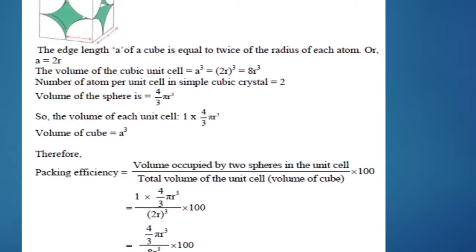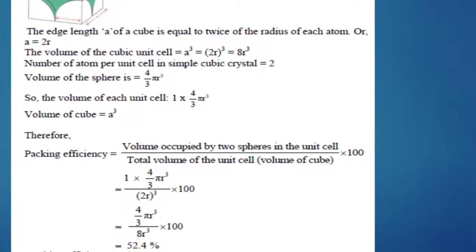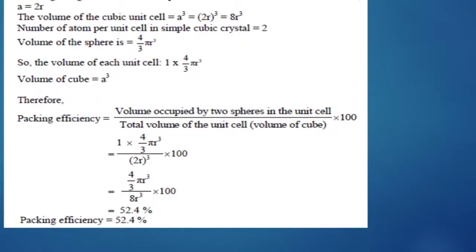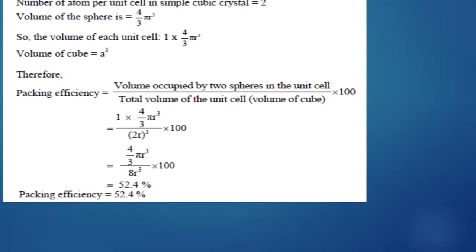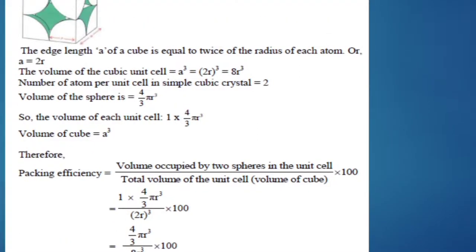Therefore, packing efficiency is equal to the volume occupied by one sphere in the cell divided by the total volume of the unit cell, into 100. So here the calculation is given: 1 into 4 by 3 pi r cube divided by (2r) cube. After simplifying, the packing efficiency becomes 52.4%. This is the packing efficiency in a simple cube.